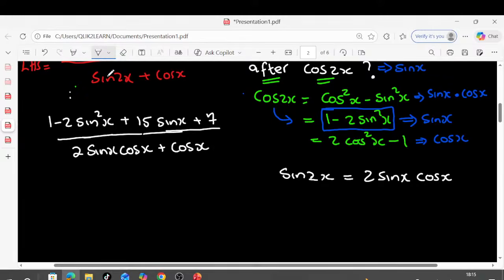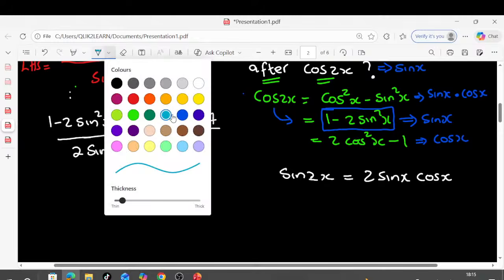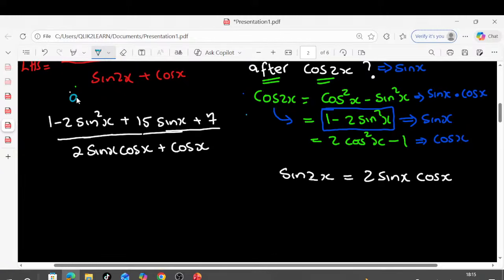So what I'm trying to say is that the top part, we need to put it in the form of ax squared plus bx plus c. We need to arrange that. So if we arrange that, the 1 and the 7, we're going to add those two. So it's going to be 1 plus 7, which will give us 8. Then I have minus 2 sine squared x, plus 15 sine of x.